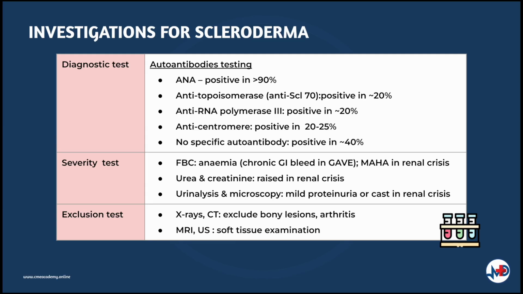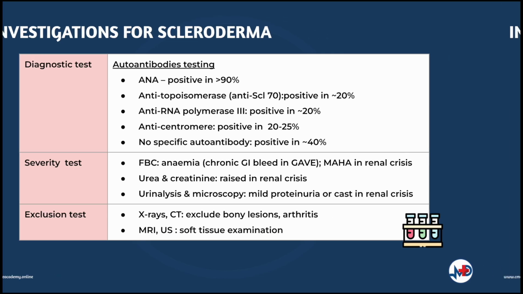Urea and creatinine may be raised in renal crisis, while urine analysis and microscopy may show mild proteinuria or casts in renal crisis. The exclusion tests of scleroderma include imaging such as X-rays, CT scans, MRIs, and ultrasound. X-rays and CT scans can help to exclude bony lesions and arthritis. MRI and ultrasound can be done as soft tissue examination.